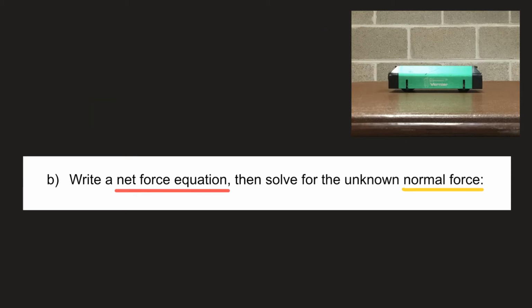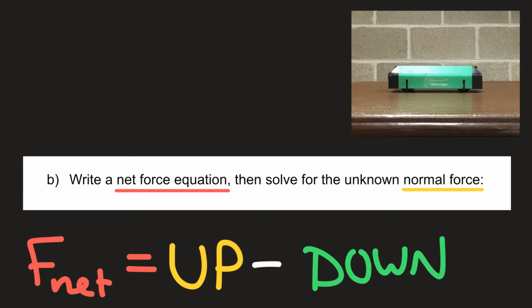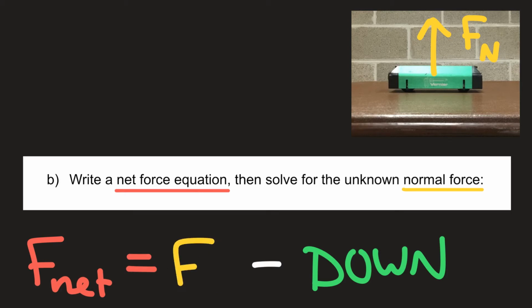We know that in the vertical direction, F net is equal to all of our up forces minus all of our down forces. And what are our up forces? Well, the only up force is the normal force, the force of the table up on the cart. So let's put that in there. What about down forces? Are there any down forces on the cart? Well, yes, gravity.